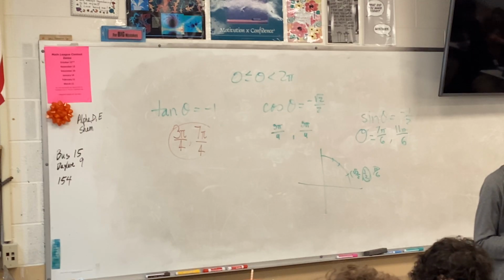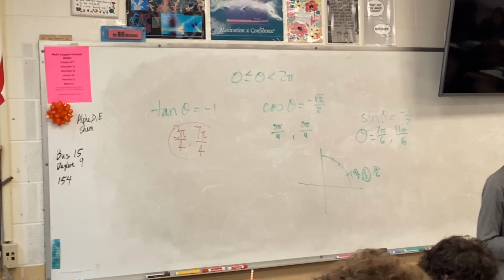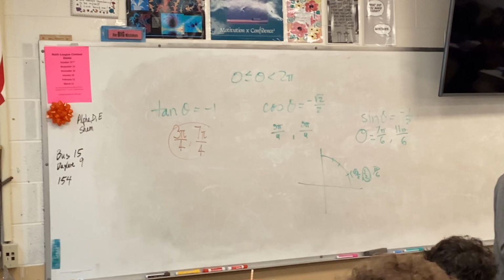Because that would be 3 revolutions. And so pi, right over there, negative 1, perfect.